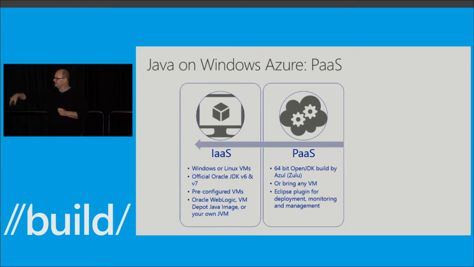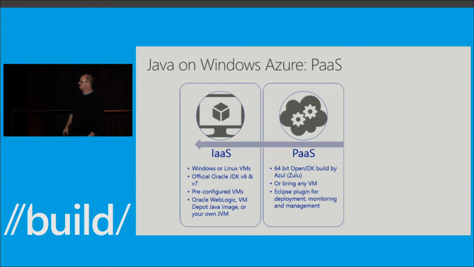And some of the things we've done are on the PaaS side of things. We've worked with Azul, the company who creates OpenJDK. They've created a Windows and Windows Azure specific optimized version of their OpenJDK called Zulu that's available in the gallery. And I'll show you some examples of where you can find that and how you can work with it a little bit later. Also, you can bring any VM to PaaS.